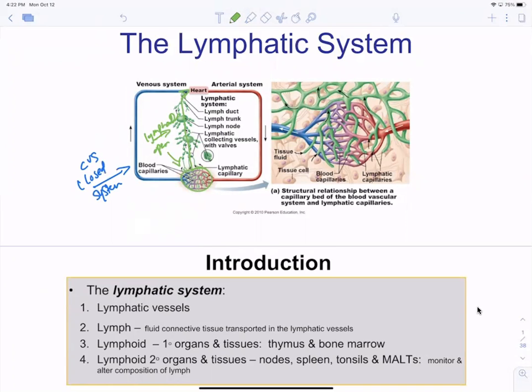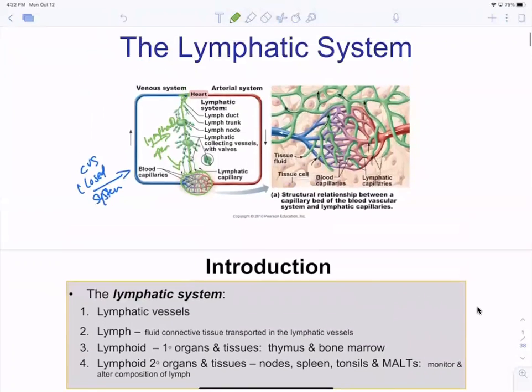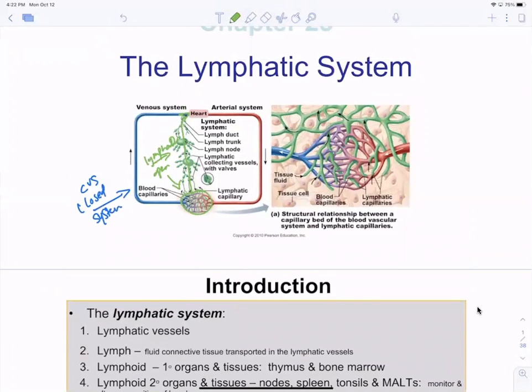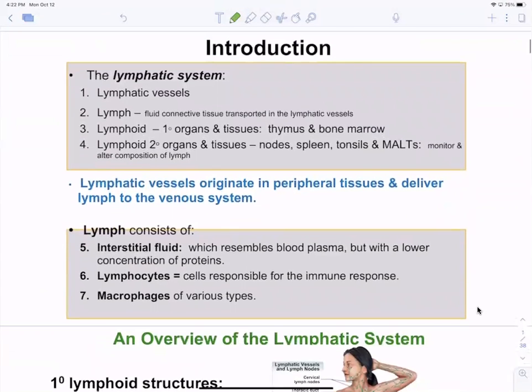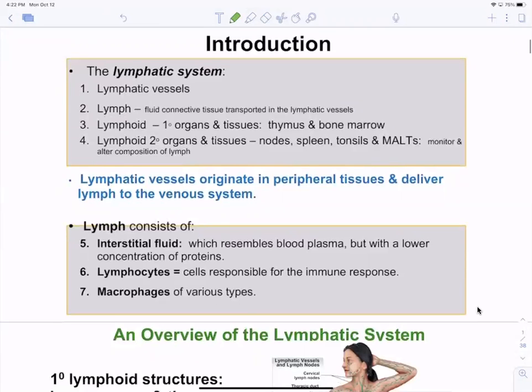So it's a little bit different, and it's an alternate route for fluid that might leave your capillary but not make it back into the capillary. But it's also dominated by lymphocytes, which are white blood cells, and you have lymphatic organs. You have primary and secondary lymphatic organs. And the fluid inside the lymphatic vessels is termed lymph fluid. It's basically coming from your blood, minus plasma proteins, because those should only be in the circulatory system. It's going to have a little different composition. It's not carrying oxygen and carbon dioxide.